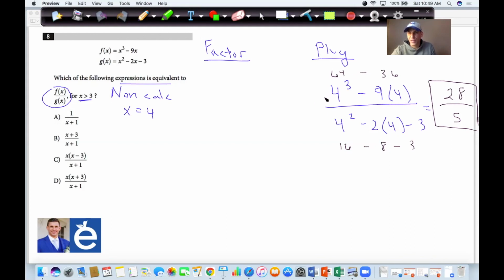Yes, we want you to be able to understand mathematics, but certainly we want you guys to be able to visualize the problems in terms of problem solving more than anything else. So now when I plug in x equals 4, I should get 28 over 5. Well, we can do this rather quickly, right?